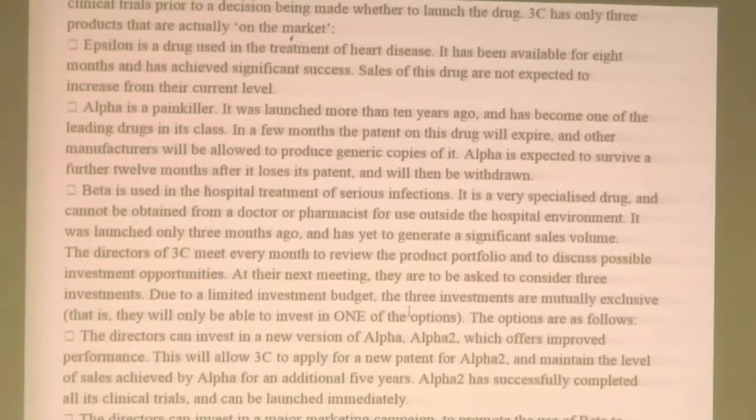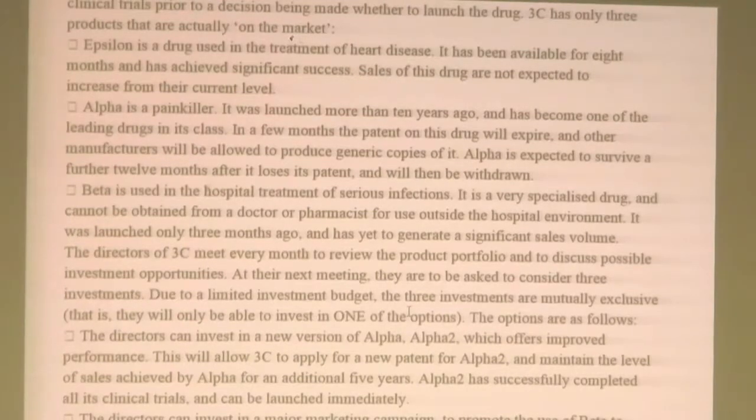So you have to select, they will only be able to invest in mutually exclusive options. Again, you cannot take them together. From the mutually exclusive group you have to select one. That is what mutually exclusive means. The options are as follows. So they have 2 options.